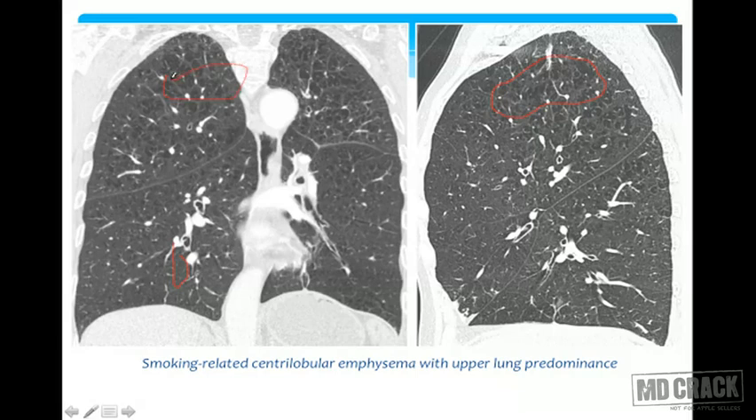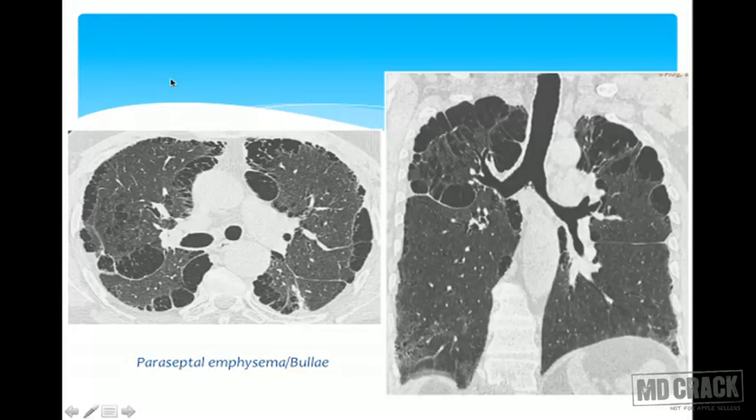So once you see an X-ray, and if the X-ray is normal, and if you're still suspecting, then I think you need to go ahead for an HRCT. Once again, this is your paraseptal emphysema or your bulla. Paraseptal emphysema is seen predominantly in the subpleural lung parenchyma. Over here, as it enlarges, it turns into a bulla. Over here, right upper lobe, these are your bullae. This is your bulla over here, and the rest is your paraseptal emphysema.